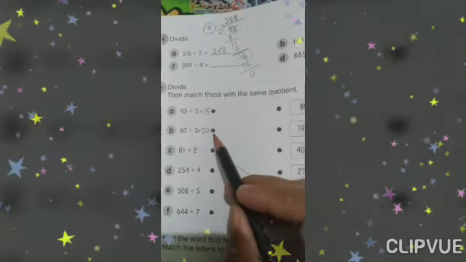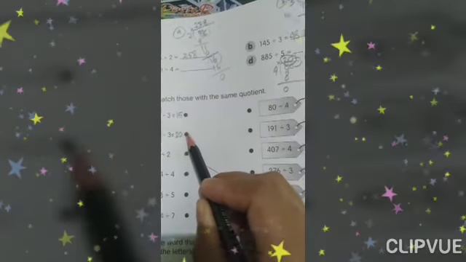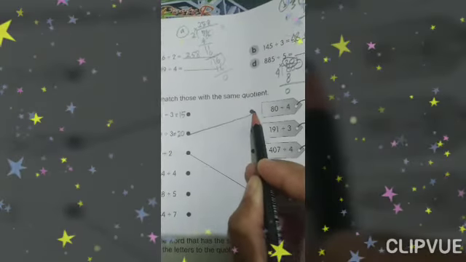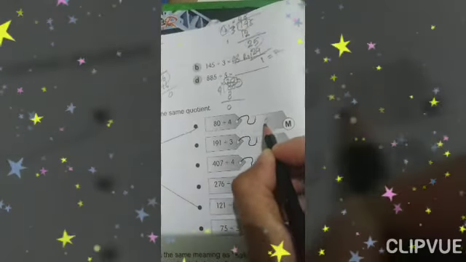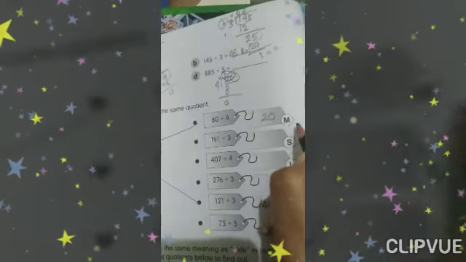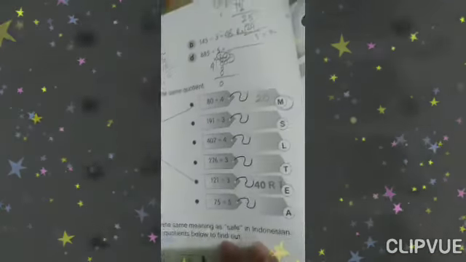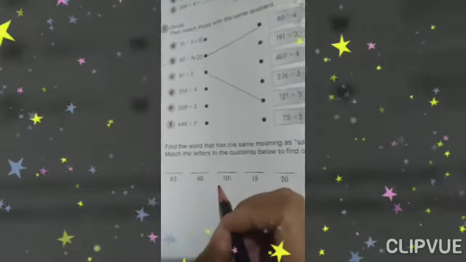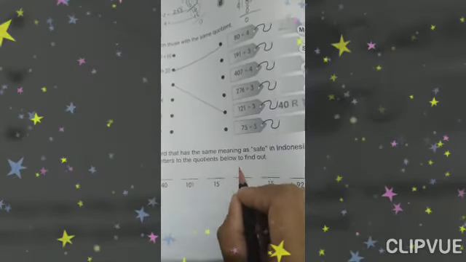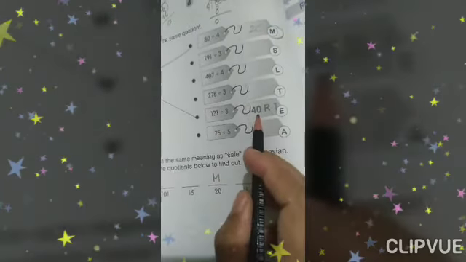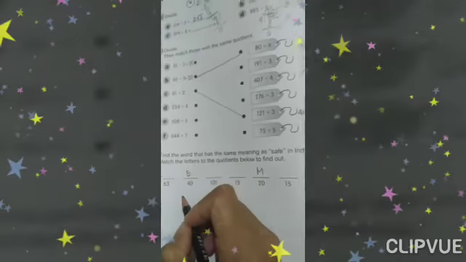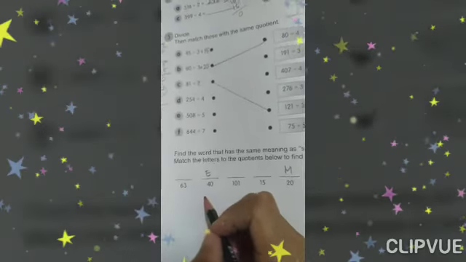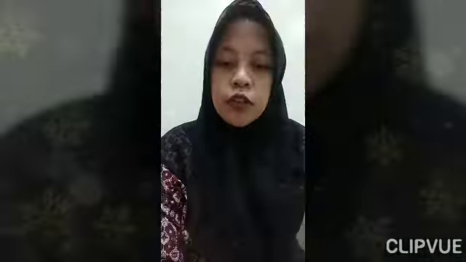So you can match B and this. Done. I just gave you one example. Okay, you can write here: 20 is M, so you write 20, M. How about 40, A? Next, you can do it by yourself. Okay, you know everything already.